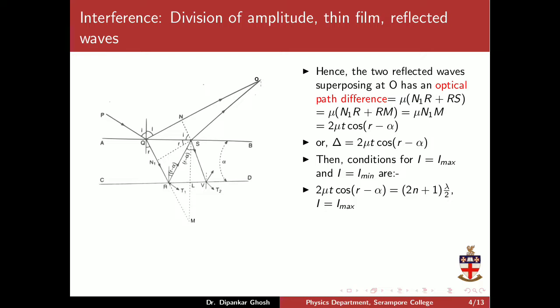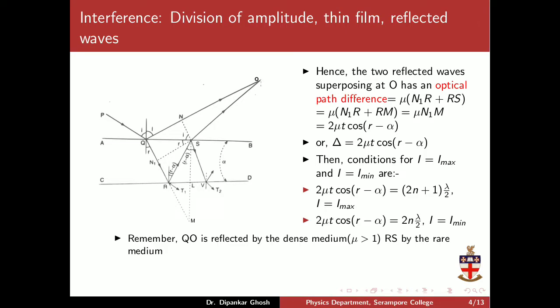So that is why when 2 mu t cos(r minus alpha) is equal to (2n plus 1) lambda by 2, we have maximum intensity. When 2 mu t cos(r minus alpha) is an integral multiple of lambda, we have minimum intensity. So the conditions are almost similar to that of Lloyd's mirror, because there is a reflected ray. When reflection takes place while the ray is passing from a rarer to denser medium, this reflected ray will have an extra phase pi and an extra path length lambda by 2.